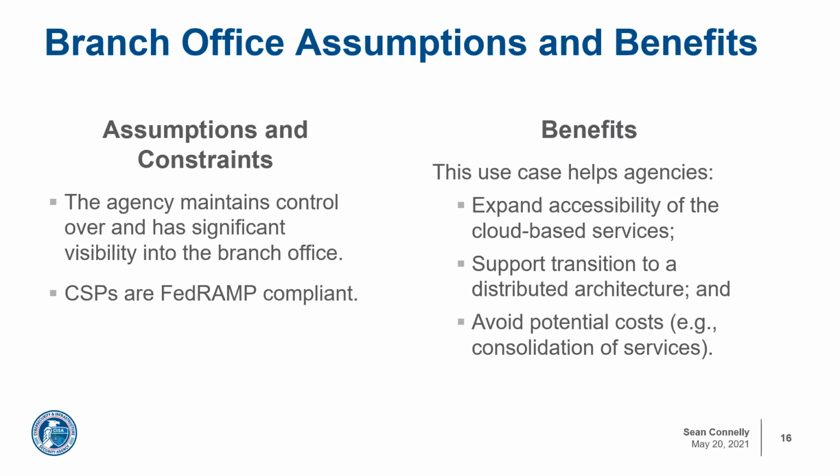There are a number of unique assumptions, constraints, and benefits with these environments. The agency maintains control over and significant visibility into the branch office. The cloud providers that the agency uses are FedRAMP compliant. Benefits: the use case expands accessibility of cloud-based services, no longer having to route traffic through those TIC access points. It supports transition to distributed architectures and avoids potential cost increases of having to support the rerouting of traffic through those TIC access points. Next slide, please.